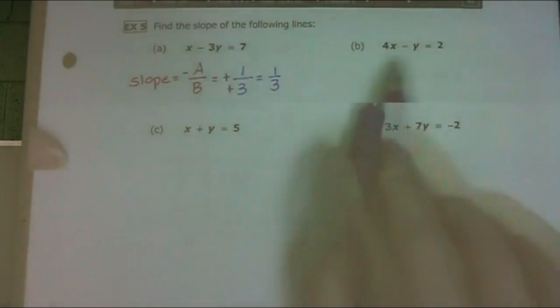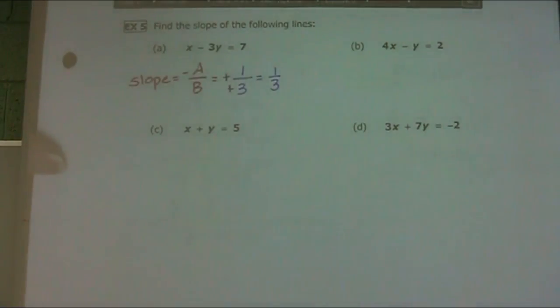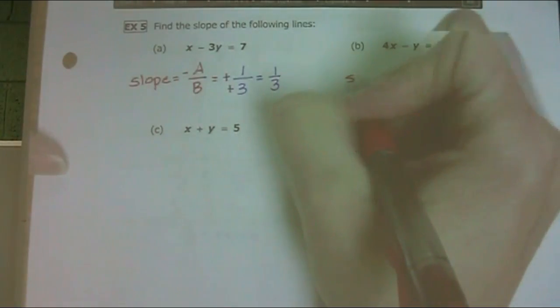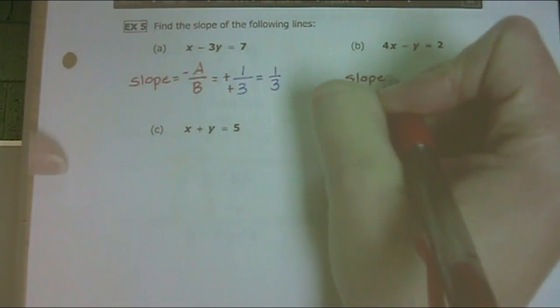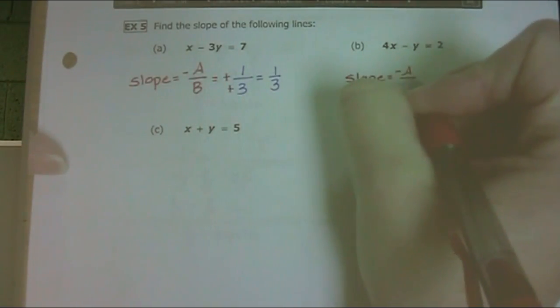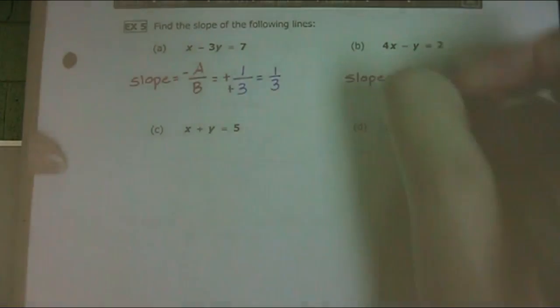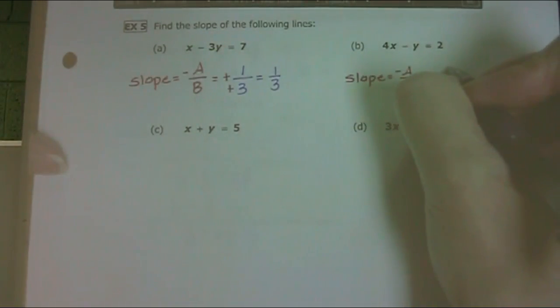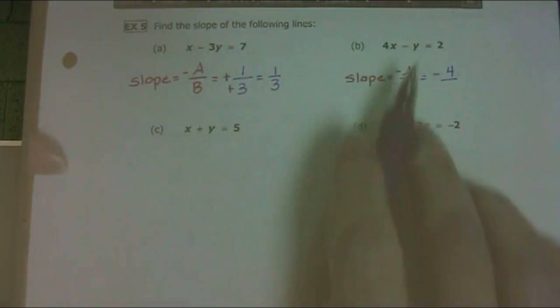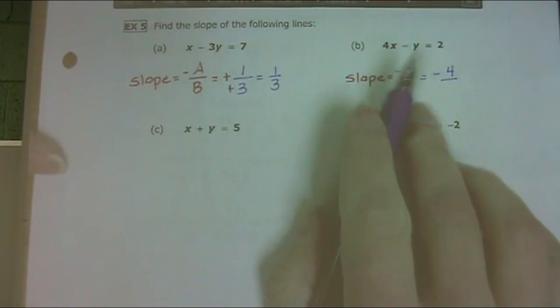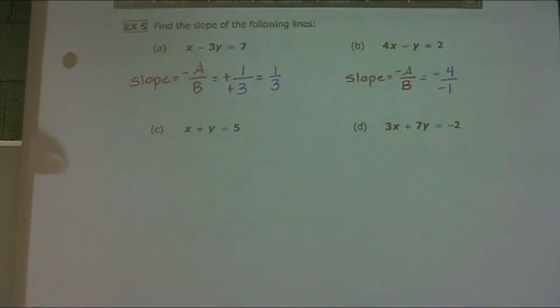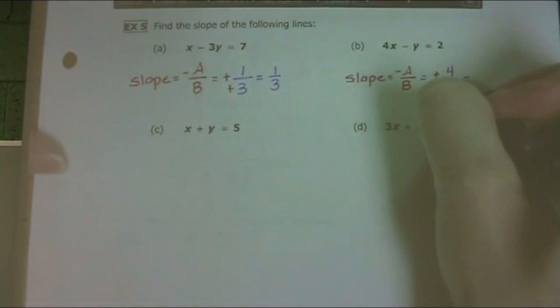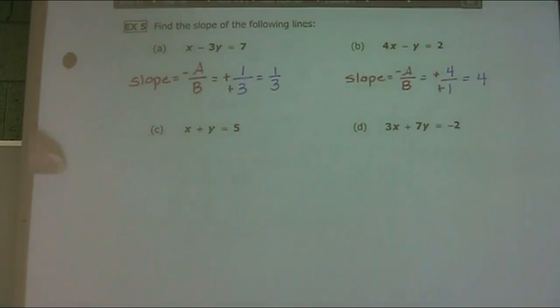Let's go to equation B. Again, I've got an equation in standard form, so I'm going to use my formula, slope equals negative a over b. So I'm going to put a negative out front. My a is 4, so that goes in my numerator. My b, the coefficient of y, is negative 1. That goes in my denominator. The two negatives in this case cancel, and my slope is 4 over 1, which is just 4.